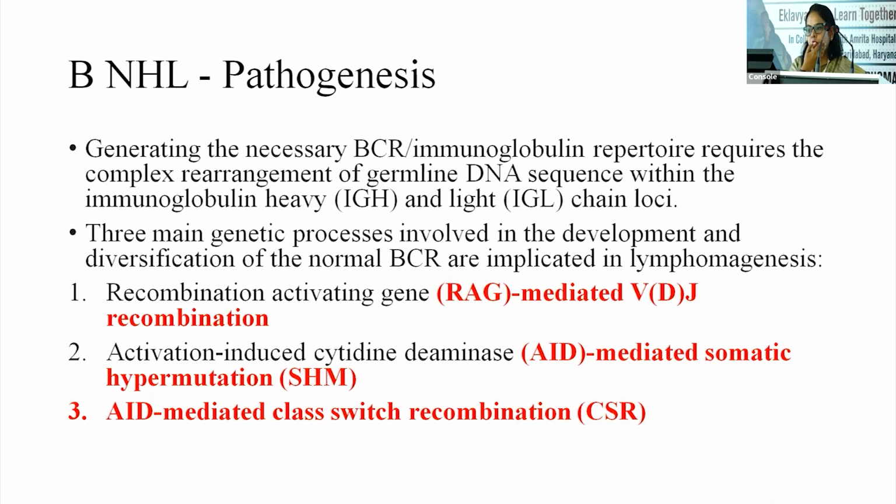Now moving on to the B-NHL pathogenesis. So what happens? The B cell receptor, this VDJ recombination, and this B cell receptor repertoire rearrangement form the pre-process in lymphoma pathogenesis. So the three main genetic processes involved in the diversification of the normal B cell receptor are implicated in lymphomagenesis, and they are recombination activating gene RAG mediated VDJ recombination, then AID, which is activation induced cytidine deaminase mediated somatic hypermutation, and AID mediated class switch recombination. We have already learned about SHM and CSR. So they are also implicated in.